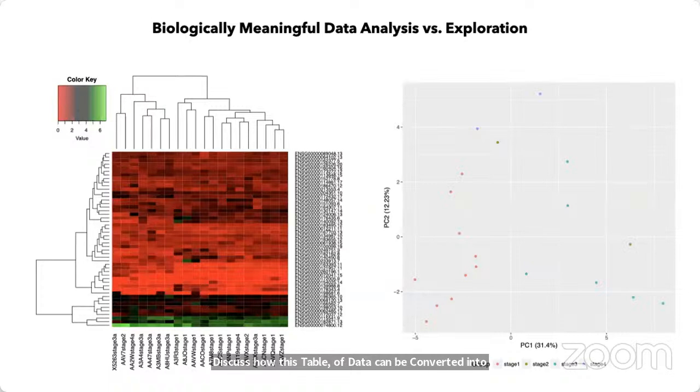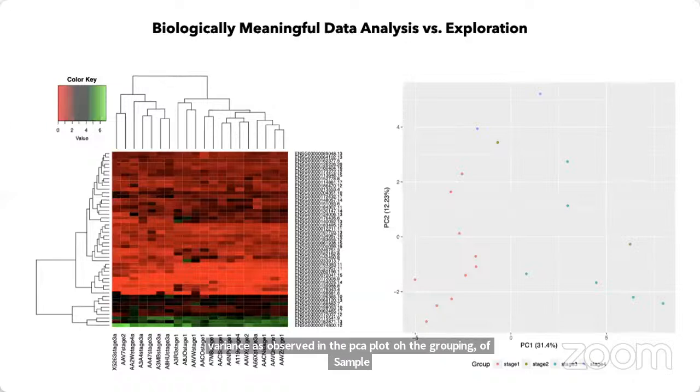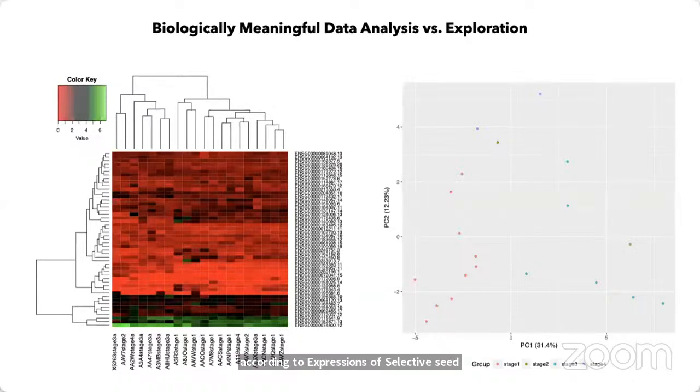this, which gives us more biologically meaningful inferences. Like we can immediately understand the separation between samples based on, for example, the distances between the samples based on the data variance as observed in the PCA plot on the right, or the grouping of samples according to expressions of a selected few genes in the form of a heat map as represented in the plot on the left.